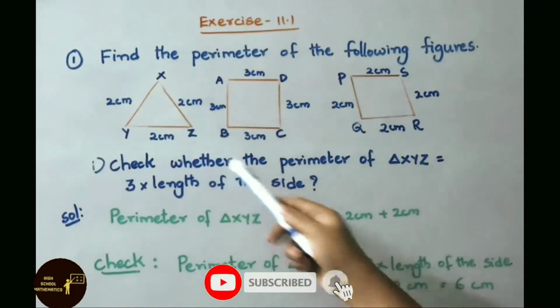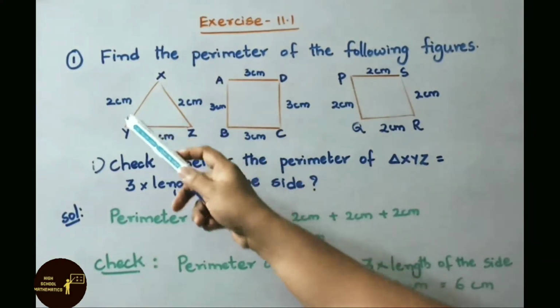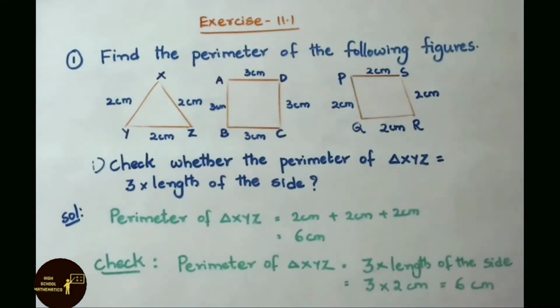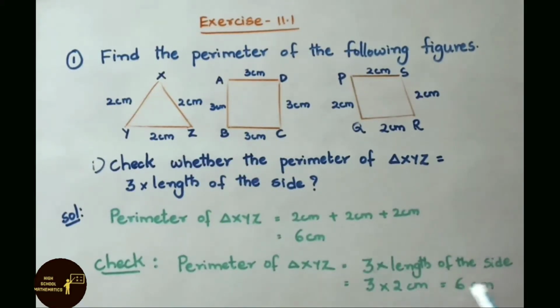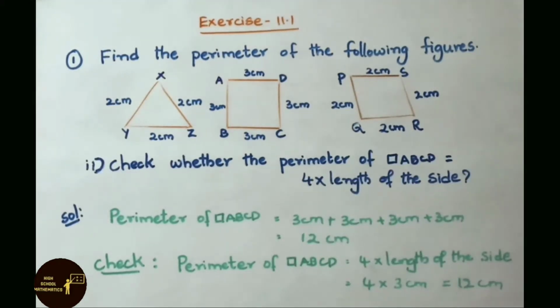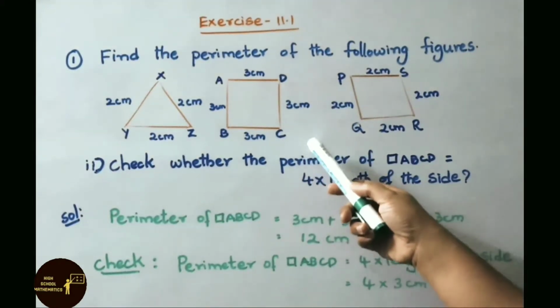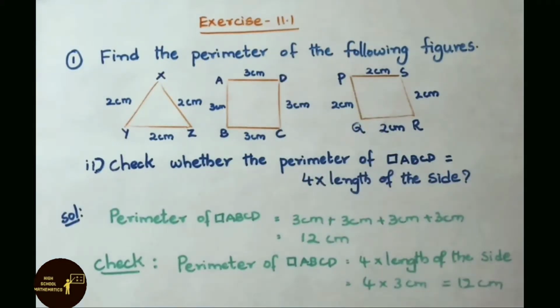Perimeter of triangle XYZ is length of each side 2 cm, 2 cm plus 2 cm. That is 6 cm. Let us check perimeter of triangle XYZ is equal to 3 into length of the side or not. That equals to 3 into length of each side is 2 cm. 3 into 2, 6 cm. Hence it is verified.